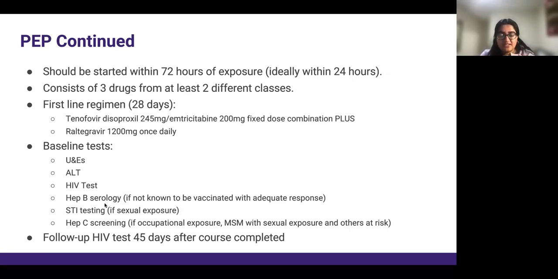You'd want to do baseline testing because they're taking these drugs for 28 days as well. You'd also want to check if they have HIV already. You'd want to check some of the other things that can complicate this, like Hep B and Hep C. And you'd follow up with an HIV test 45 days after the course has been completed because of the incubation period for HIV.